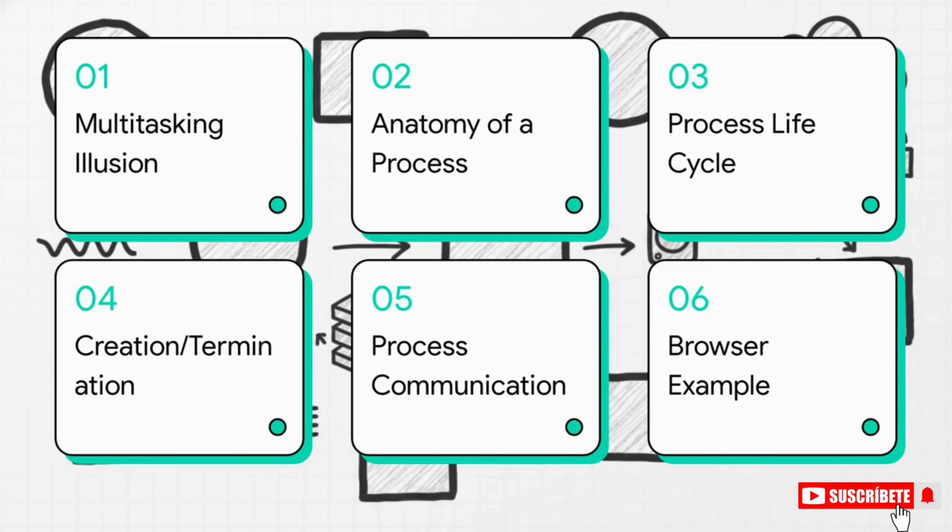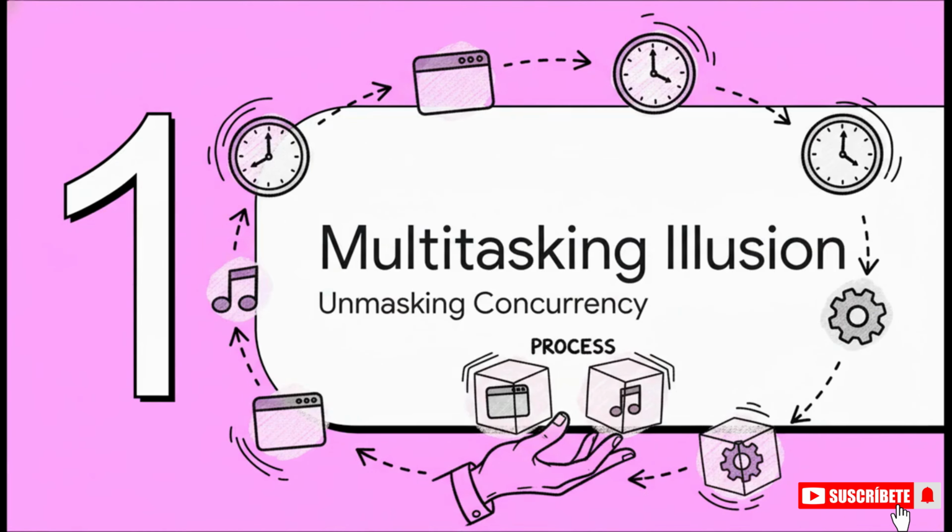All right, so here's our game plan. First, we're going to pull back the curtain on that multitasking illusion. Then we'll get out our virtual microscope and look at the anatomy of a process, what it's actually made of in memory. We'll follow its entire life story, from birth to death. We'll even look at how processes form family trees and how they talk to each other. And then, to tie it all together, we'll see this whole thing in action in something you use every single day, your web browser. So let's start with that illusion, that feeling that everything's running at once.